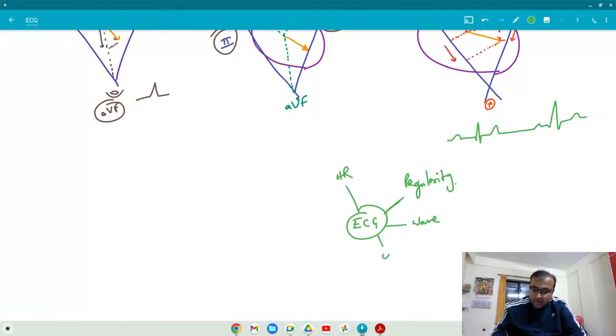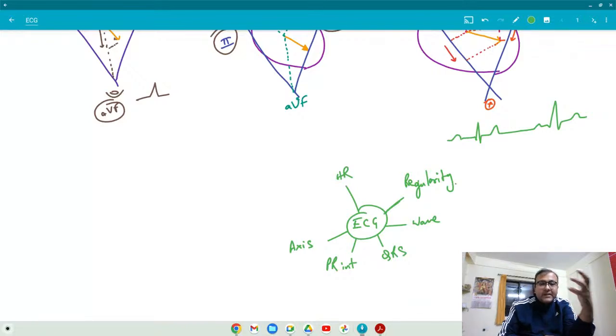We can check all the QRS complexes. We can check the PR interval. How can we check? I'll tell you that. Of course, just now I taught you we can check the axis. So these are certain things, because these things will tell us whether there is any hypertrophy, whether there is any infarction. All these things they will tell us.